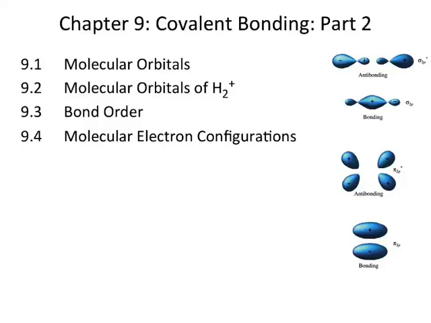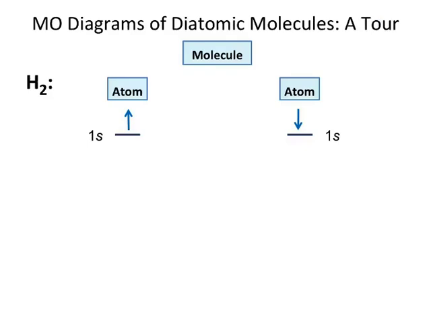Hello, in this video I have some more examples of molecular orbital diagrams. I call this a tour because we're going to start with the simple diatomics, start with element number 1, hydrogen, and work our way up.